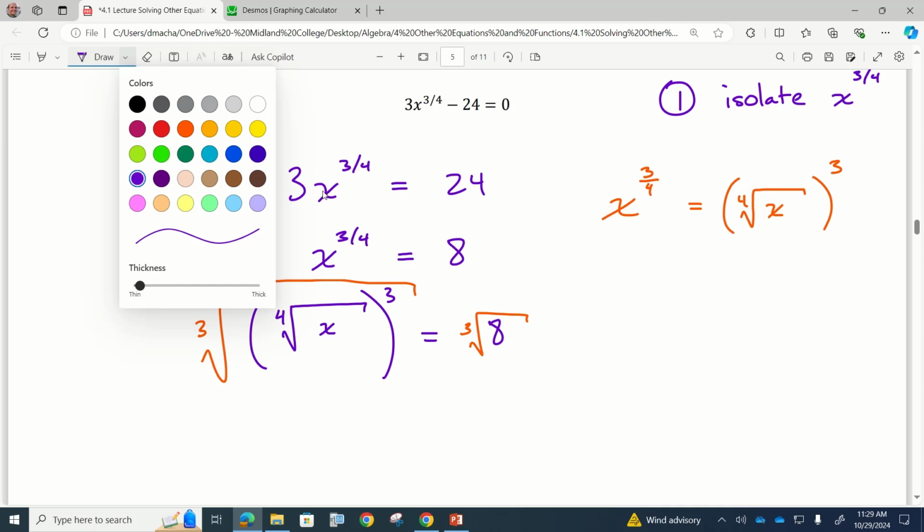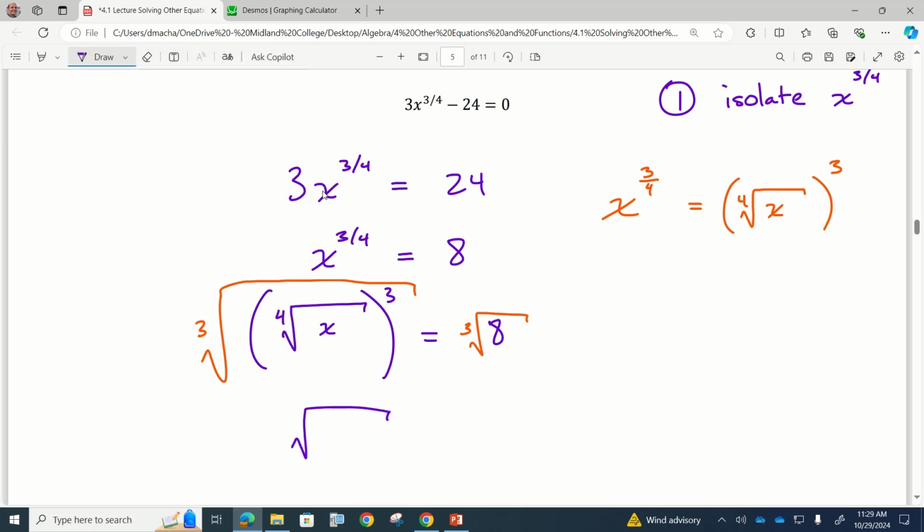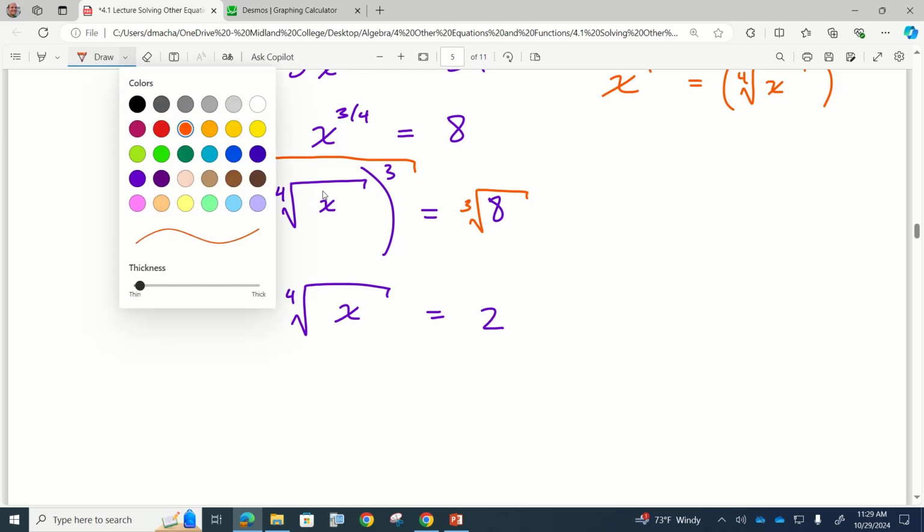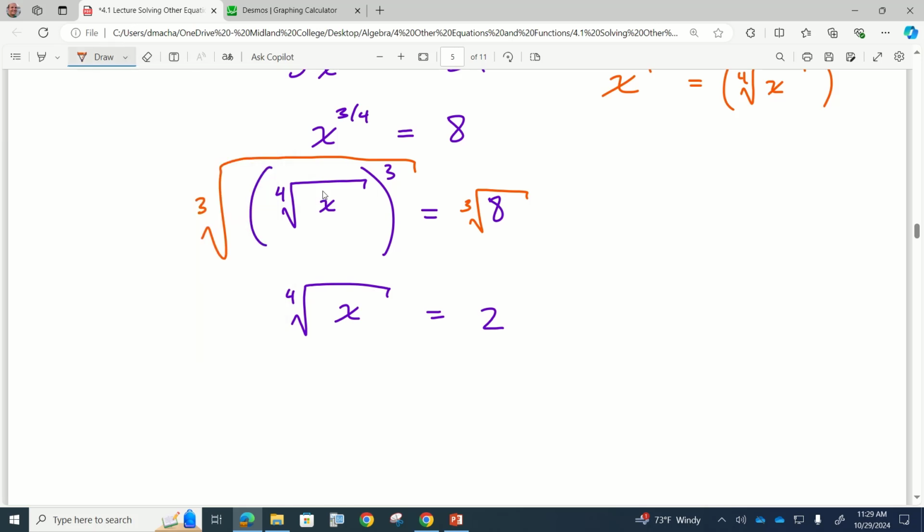And on the left side, I'm left with the 4th root of x, because the cube and the cube root cancel each other. What's the cube root of 8? 2. Because 2 times 2 times 2 is 8. Now I ask, how do I get rid of that 4th root of x? How do I just get down to the x part? Yeah, I can raise both sides of my equation to the 4th power.